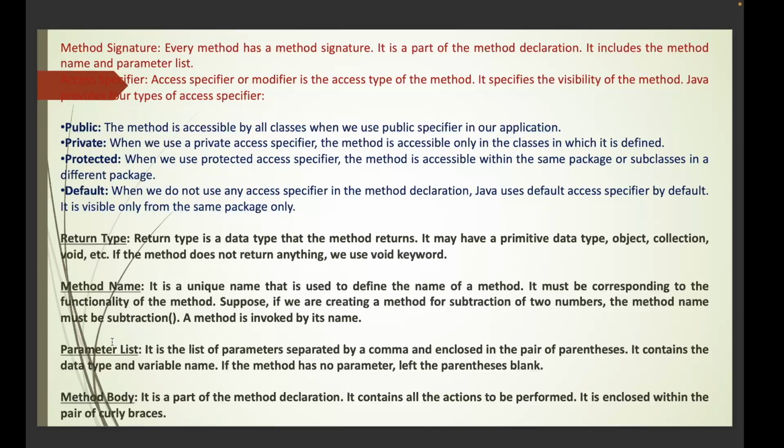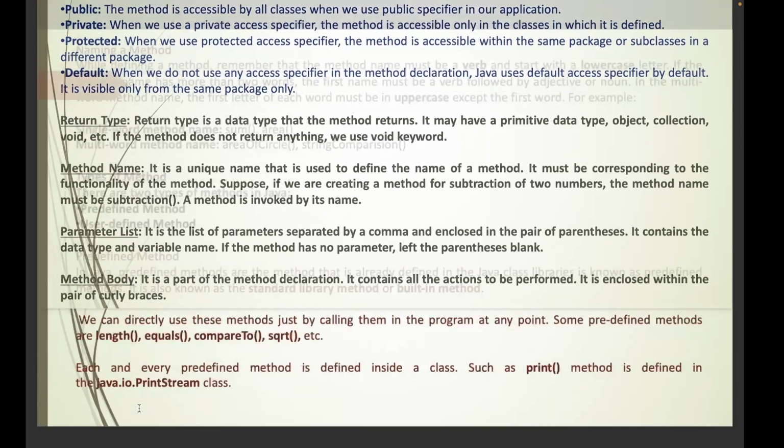Parameter list is again a very important part of a method. The number and type of parameters that should be used inside the method body should be declared along with the method header, and then we have the method body.